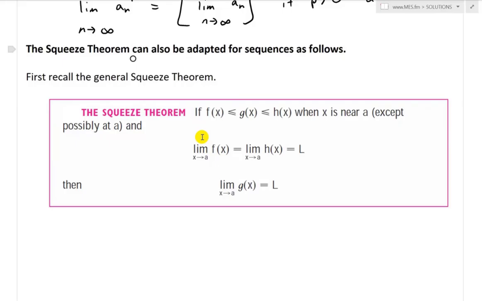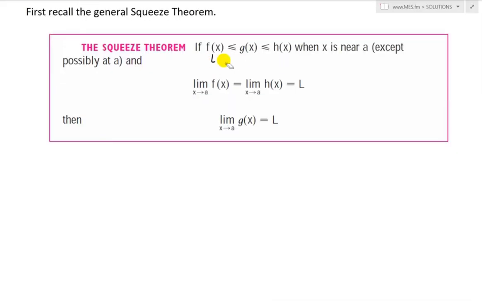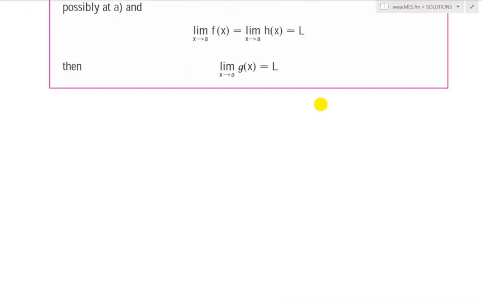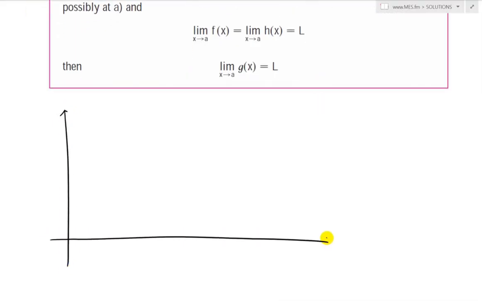Squeeze theorem: if f of x is less than or equal to g of x, which is less than or equal to h of x when x is near a, except possibly at a, and the limit of f of x as x approaches a is equal to the limit as x approaches a of h of x, which is equal to L. So if this limit is L, and this is L, then this gets squeezed, and hence the limit as x approaches a of g of x is also equal to L. An illustration of this is shown below, just to recap on the squeeze theorem.